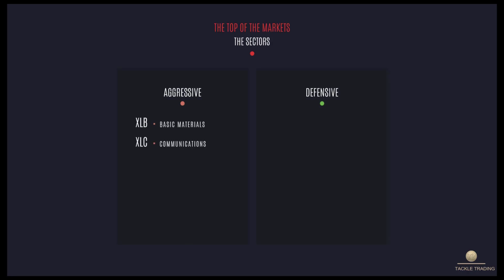You have basic materials, communication. Basic materials would be like you pull something out of the ground. Some energy stocks, oil drillers, gold miners, silver, copper, those types of companies. Communication companies, that would be like Facebook and Twitter and Google. And energy companies, XLE. Industrial companies like Boeing or Caterpillar, XLI. Technology companies, XLK, like Microsoft or Oracle or companies along those lines. Think Silicon Valley when you think technology.